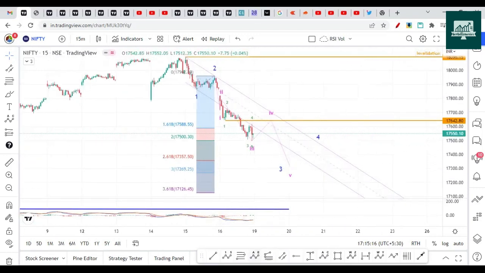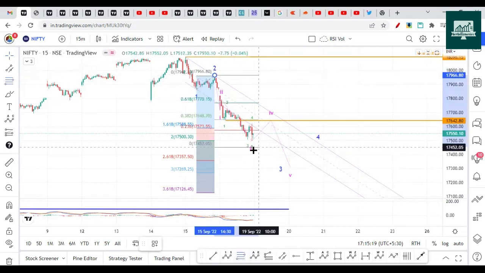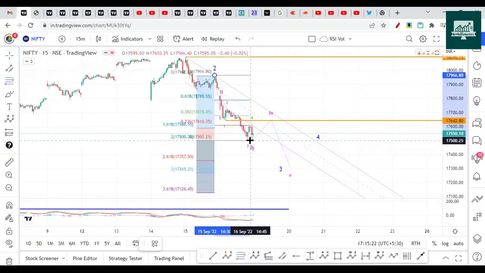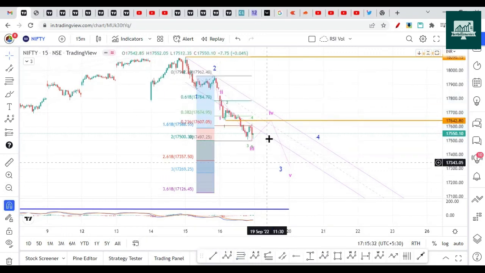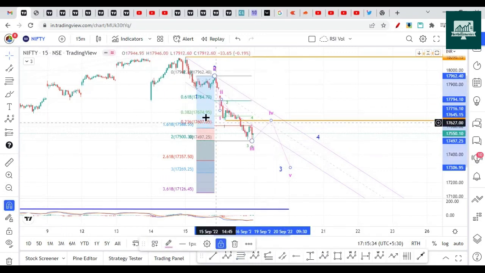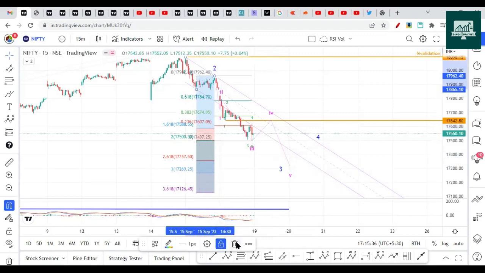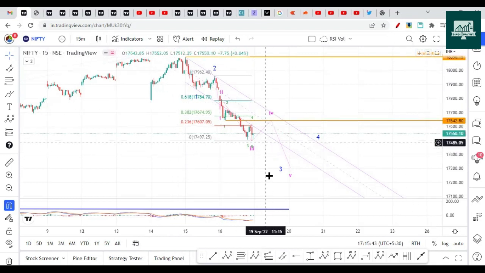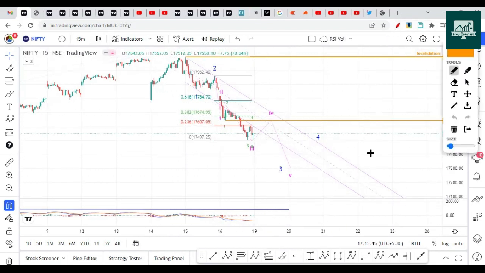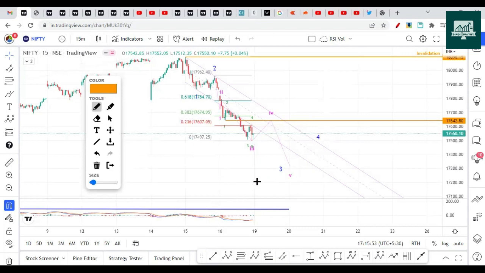So now how much pullback can we expect? We can expect a pullback up to 0.32 Fibonacci. It should not break that 0.32 Fibonacci. So we can expect an up move up to 17,675. If this is broken, then there is something wrong. Okay, then this can be an ABC correction. How can that ABC correction be represented? So just remember this level.